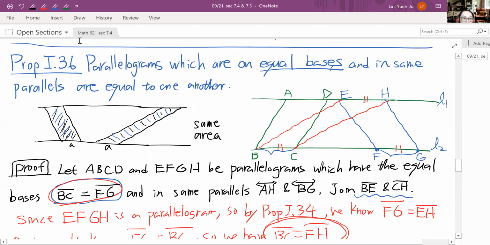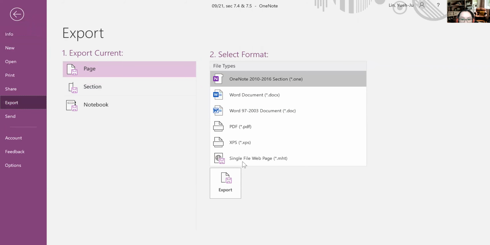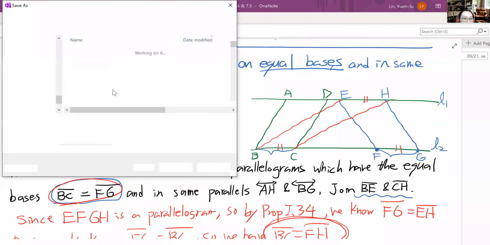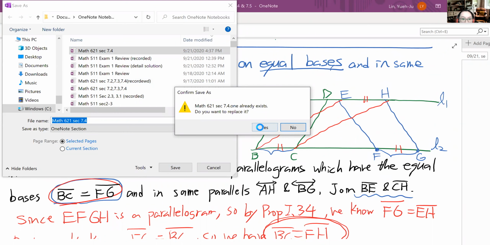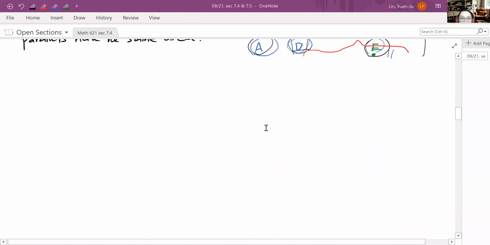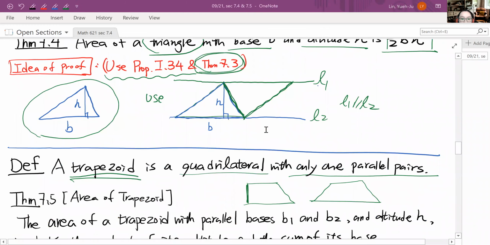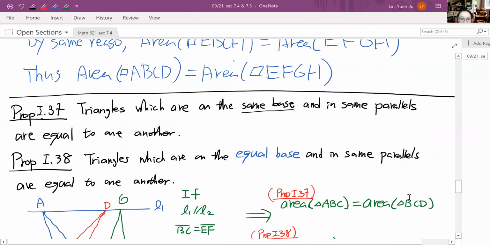Okay, give me a second. Let me save this. I want to close the OneNote and reopen it again to see whether it can fix this problem. Okay. Hopefully I can have all the things I want.